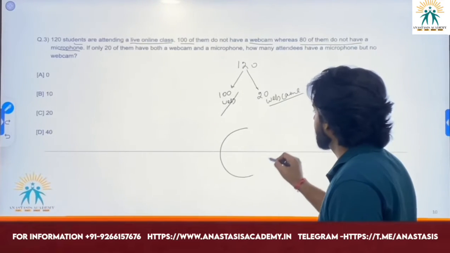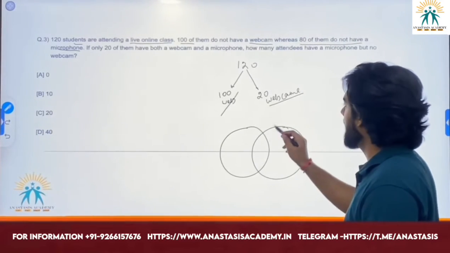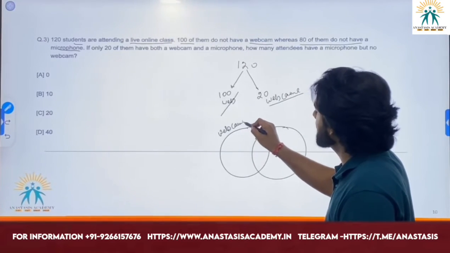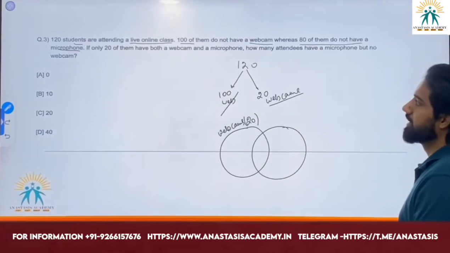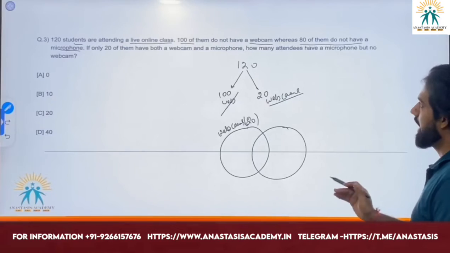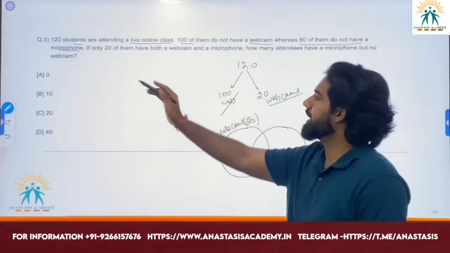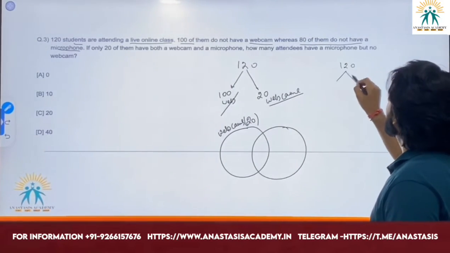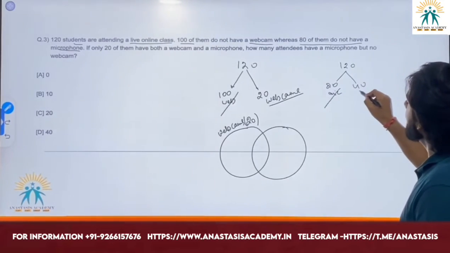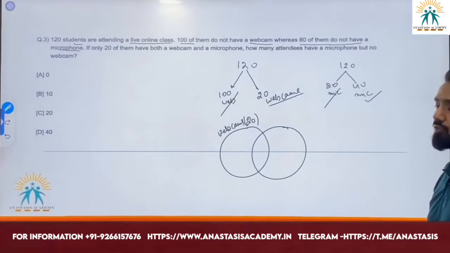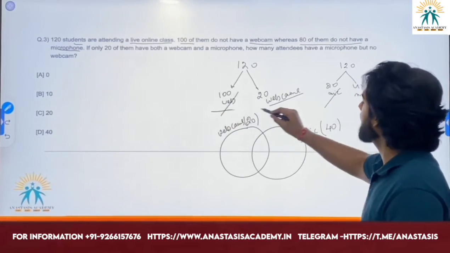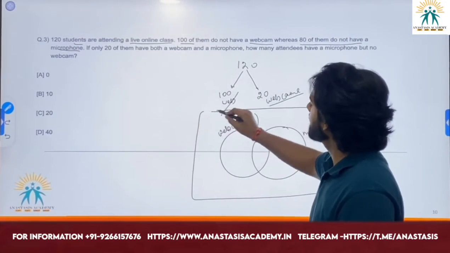So let's make two Venn diagrams for this. The students who have webcams are 20, because it is given 100 of them do not have a webcam. So the 20 left have a webcam, and 80 of them do not have a microphone. Out of 120, 80 do not have a microphone, so the 40 left have a microphone. So these are the students having a microphone, and these are 40 students. This is my Venn diagram.